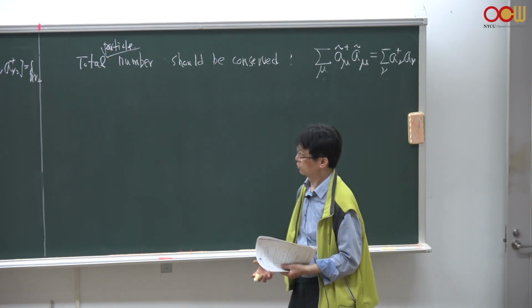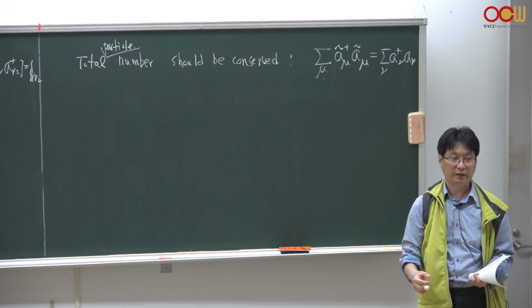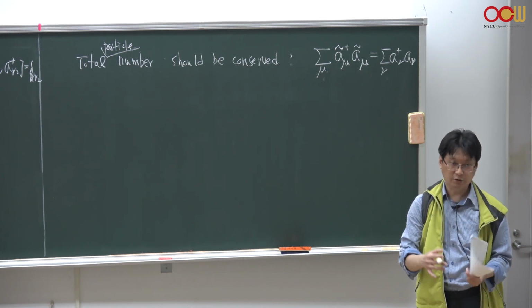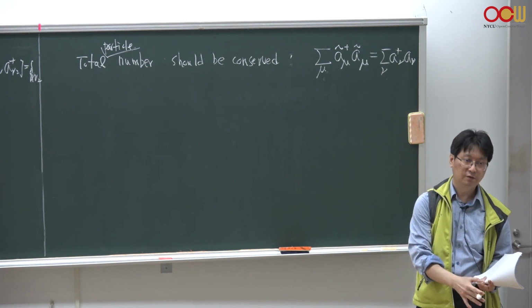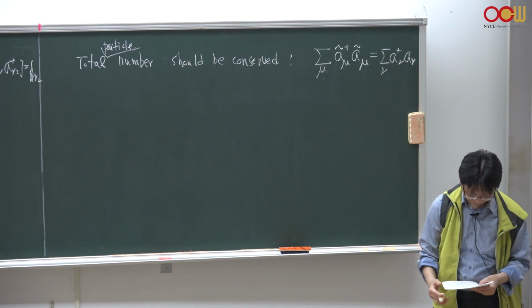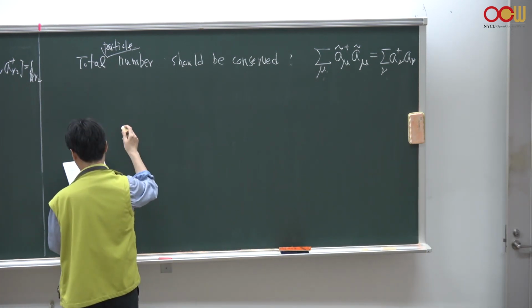Which means that I can count the particle number in real space, or I can count them in momentum space. The total number of particles in the real space representation and the momentum space representation should be the same. But this is not trivial. We need to show that. So we need to prove this.